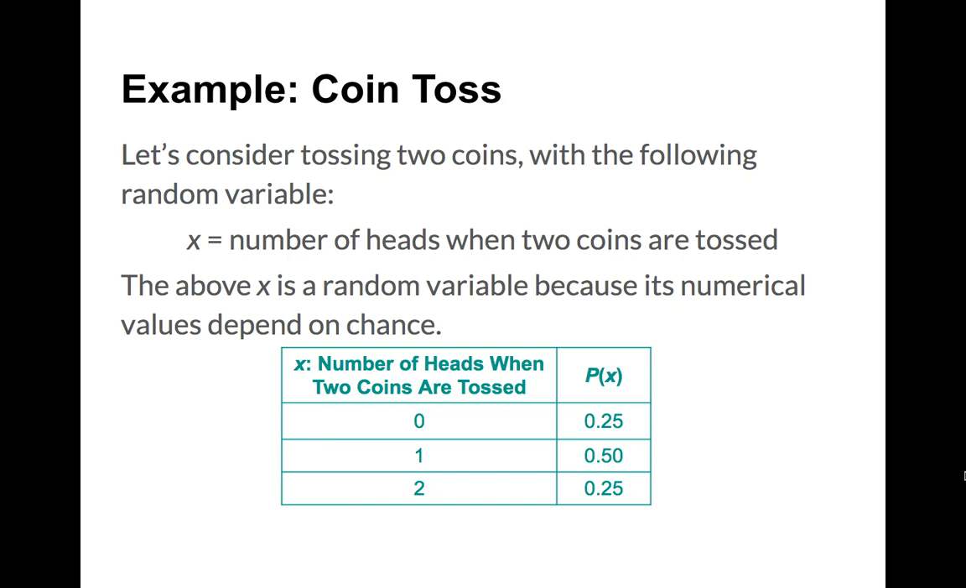Now notice, we're tossing 2 coins, but we have 3 possible outcomes. And the reason why is because there's 3 different amounts of heads that we can get. It's not necessarily that we can get a head or we can't get a head, right? But it's that we can get no heads on the 2 flips, we can get 1 head on the 2 flips, and we can get 2 heads on the 2 flips.